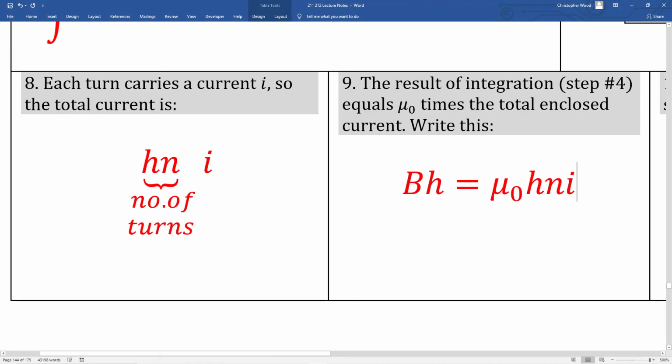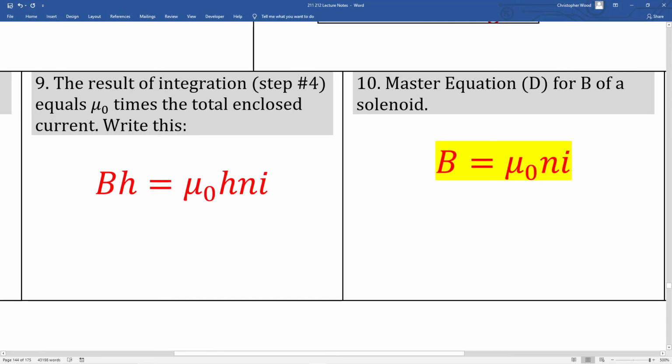Box number 8, I know the number of turns that I have enclosed by my Amperian loop. I multiply that by I, the current through each one of those loops. That gives me the total amount of enclosed current. Box 9, there's my updated Ampere's law. B H equals mu naught times H N I. The H's cancel, and box number 10 gives you the expression representing the strength of the magnetic field at the center of a solenoid. It could be at any point along the central axis of that solenoid.